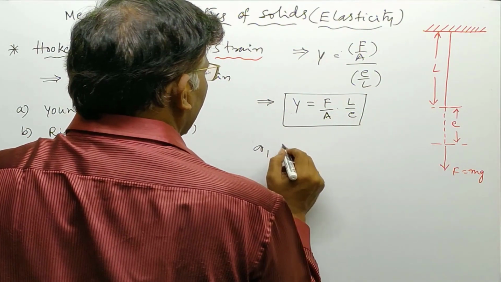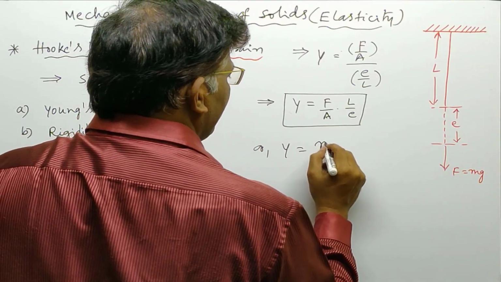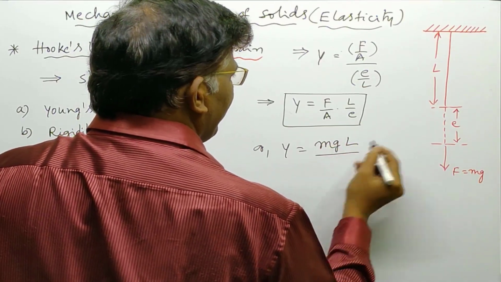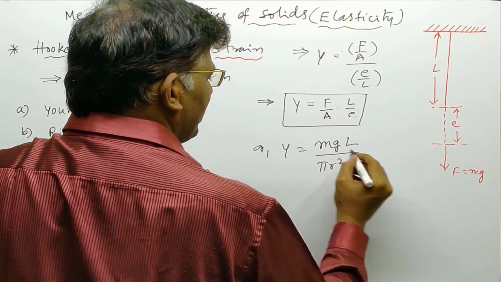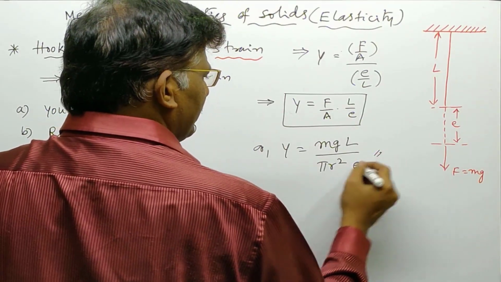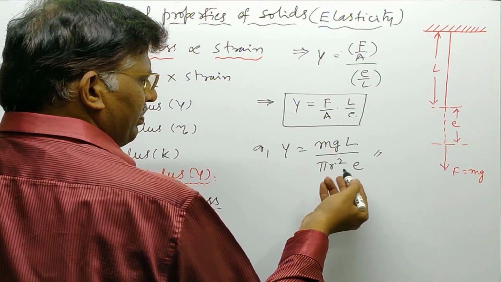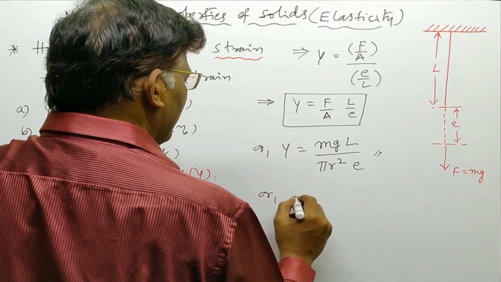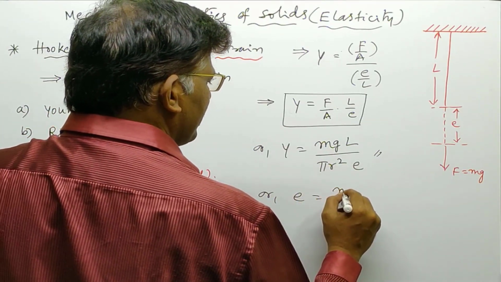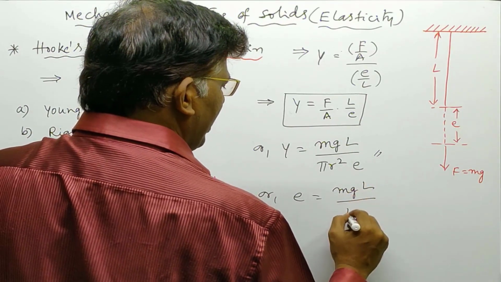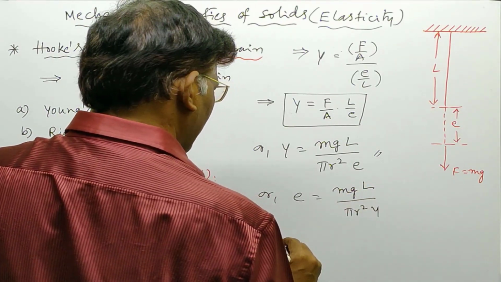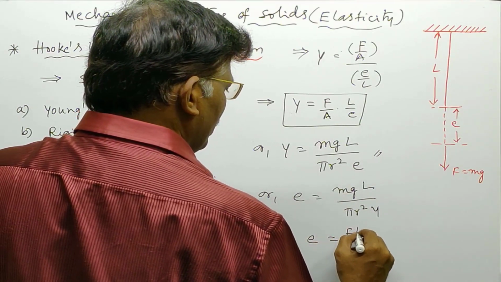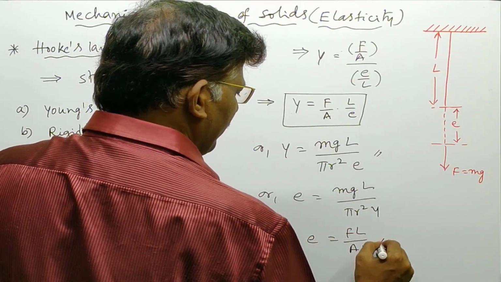Or as per the diagram, F can be written as mg, L divided by the area of cross section of the wire, which can be written as pi r square into E. So here Y is mg L divided by pi r square E, or elongation can be written as mg L divided by pi r square Y, or E is equal to FL by AY.